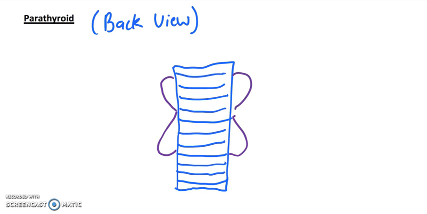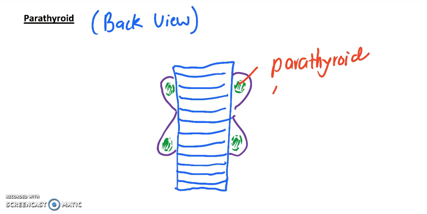Let's use this color. In each of these quadrants, there is a small region. These guys here, these are your parathyroids. Parathyroid literally means next to the thyroid. They're kind of within the same structure, but these are your parathyroids. So here is parathyroid. So is that one. And these guys secrete something called parathyroid hormone, or PTH.